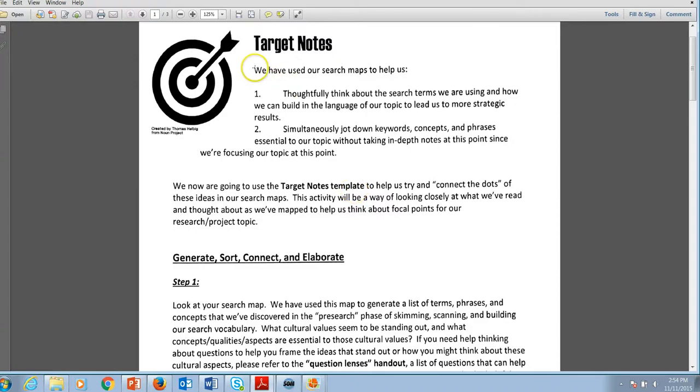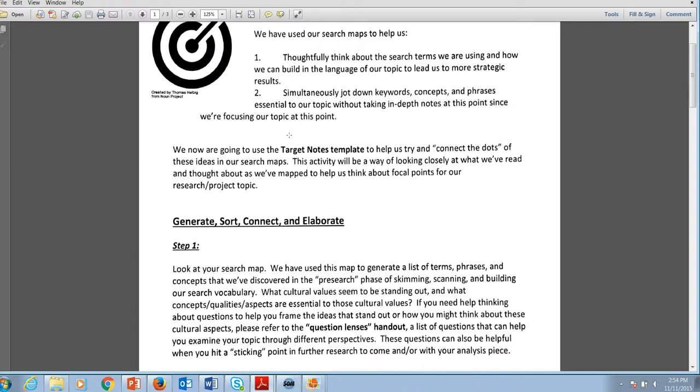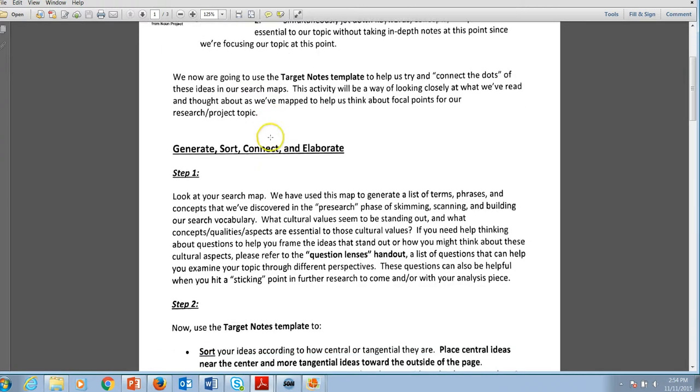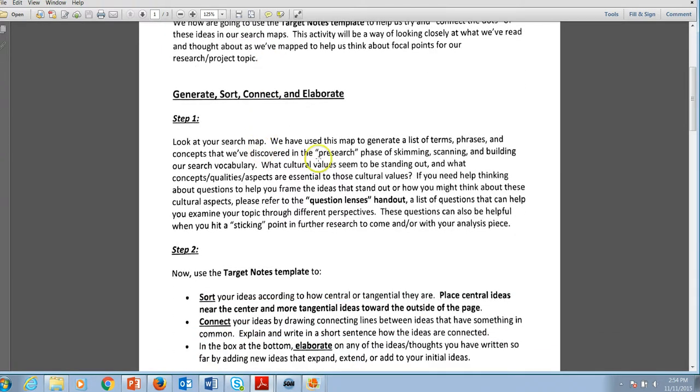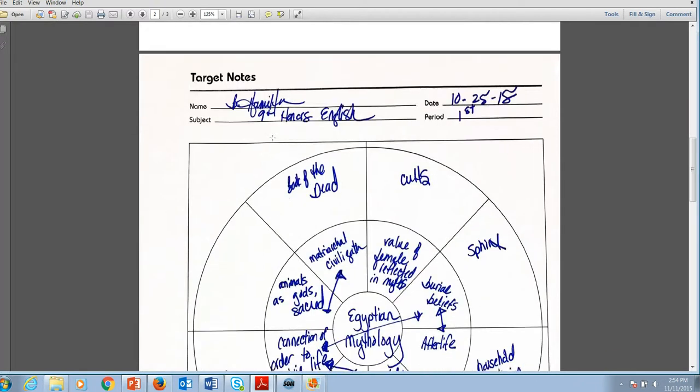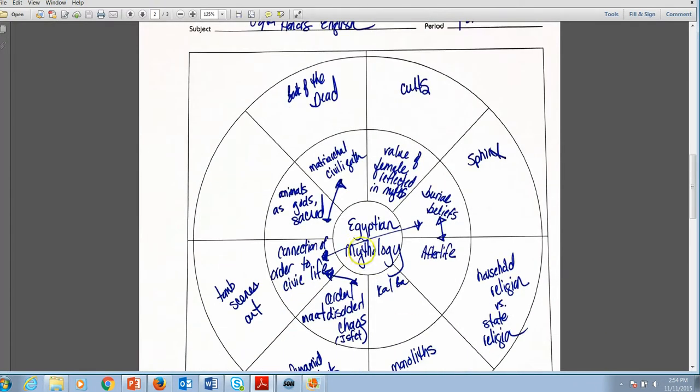So hopefully, again, you've done your search mapping process to get those keywords, concepts, and phrases that have helped you build the language and vocabulary and background knowledge about your topic at large. And again, now we need to find those threads to pull, to hone in on, to help us crop our topic, if you will, and to get some focal points. So what we're going to do is use a template that's going to look like this. It's called Target Notes. So you'll start by putting your broad topic in the middle.